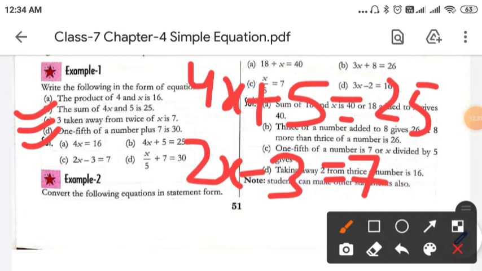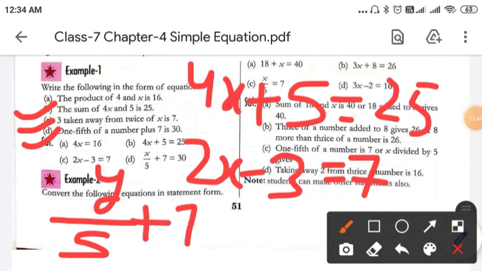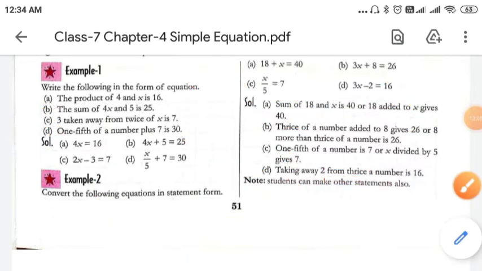So here the variable is not given, so we have to assume any variable. Suppose I am assuming a variable is y, so one number is y, and 1/5 of it means divided by 5, and plus 7, it gives 30. So this one is the linear equation for the given statement. In this way we can easily convert any statement into a linear equation. Move on to the next point.